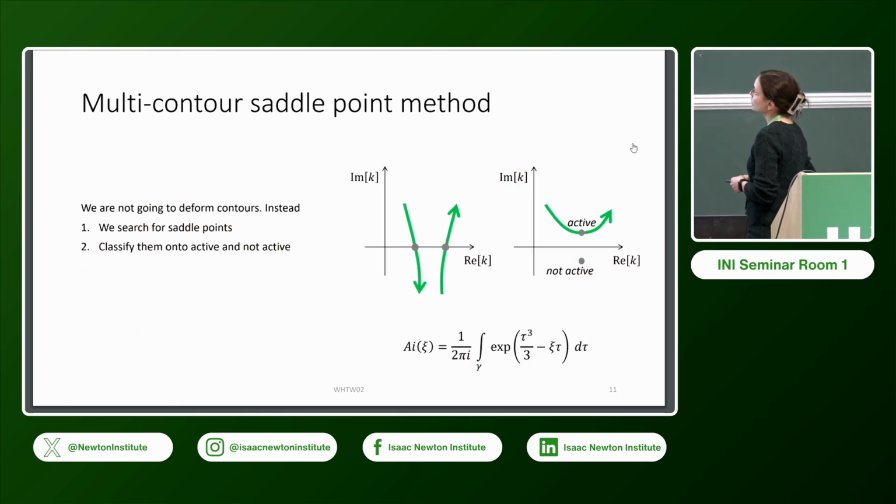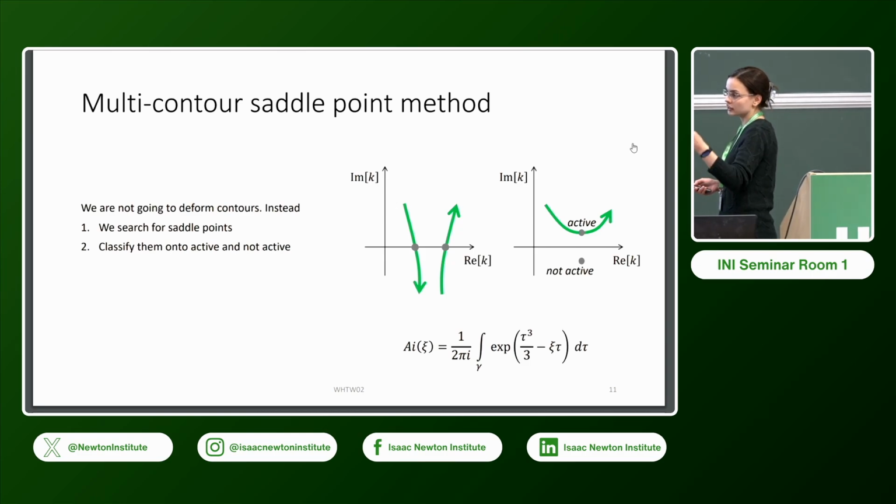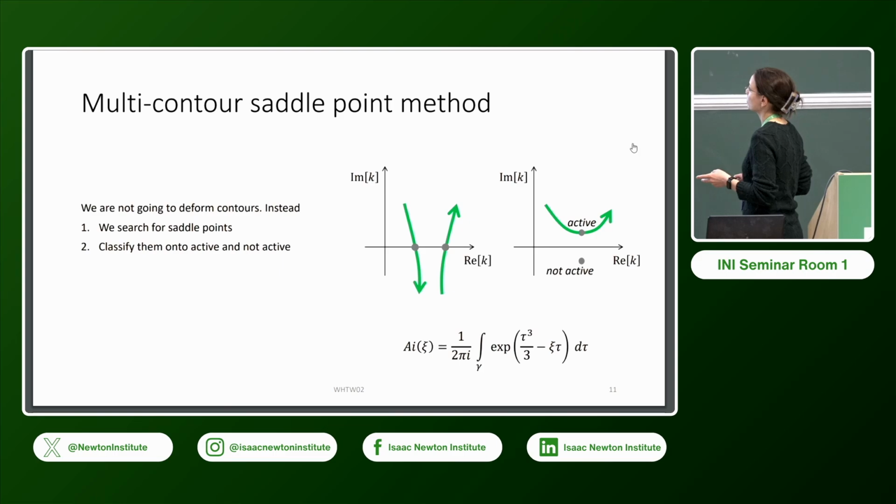And as an example, an Airy function is written here. Its initial oscillating part is described by these two saddle points, and the attenuating back part is described by this point.